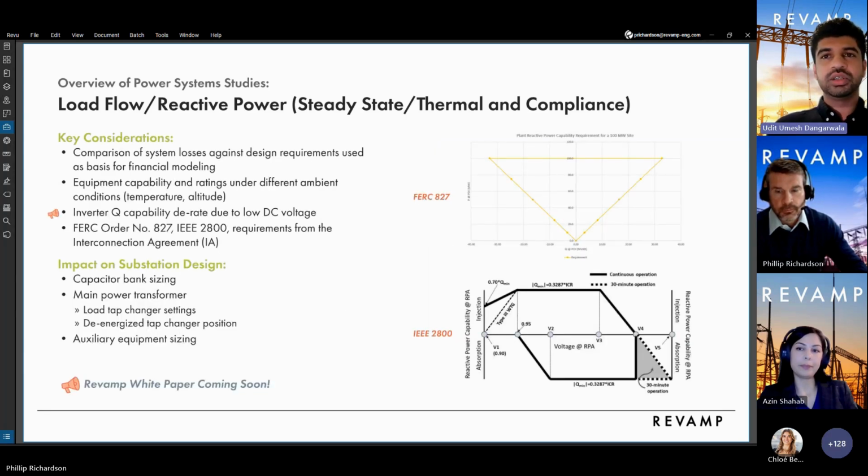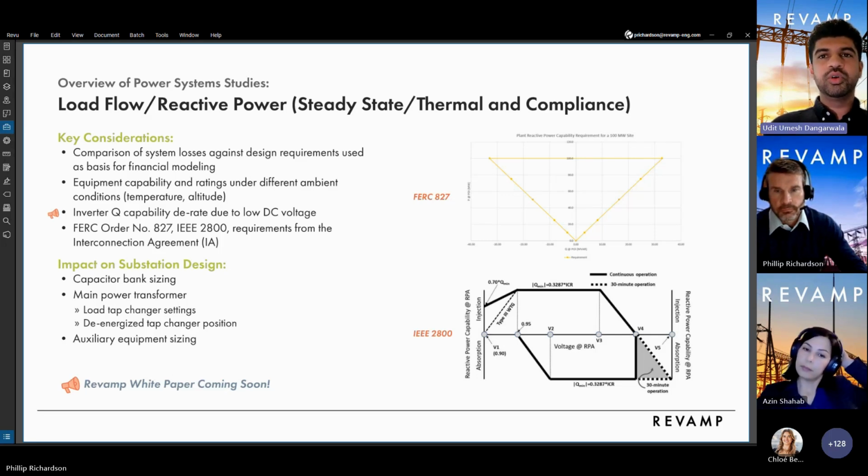Some of the key considerations for load flow analysis include the losses. Given that the losses are tied into the financial model of the plant, it is critical to ensure that the losses that are calculated are less than the required losses for this financial modeling. Another consideration is the equipment capability and ratings under different ambient conditions. Given that the equipment may be derated at certain temperature and altitude, this needs to be considered.